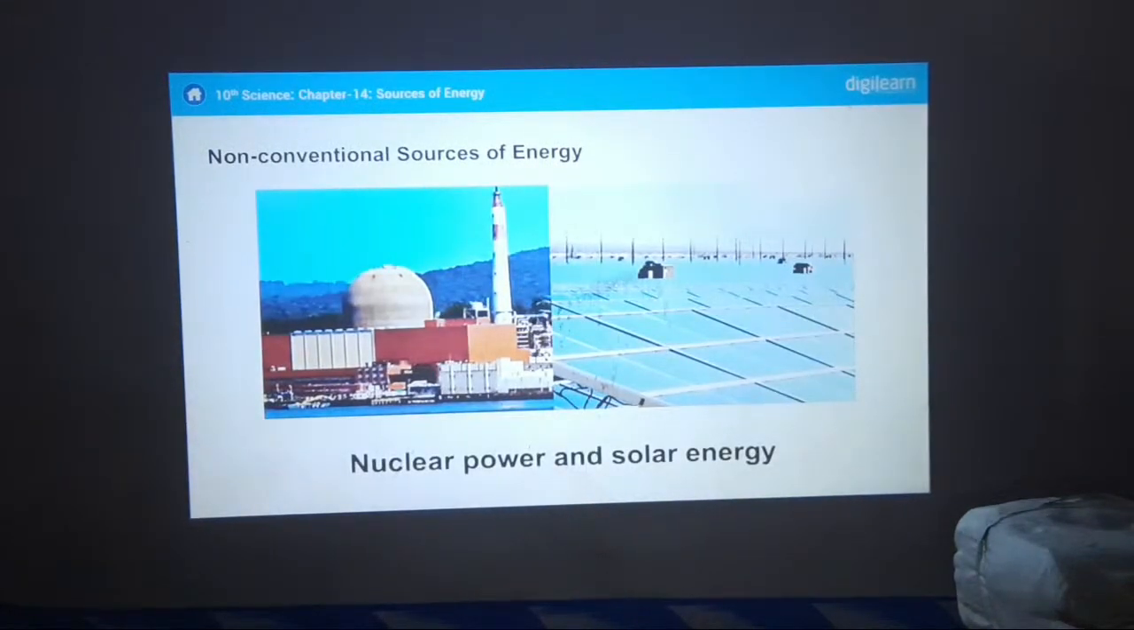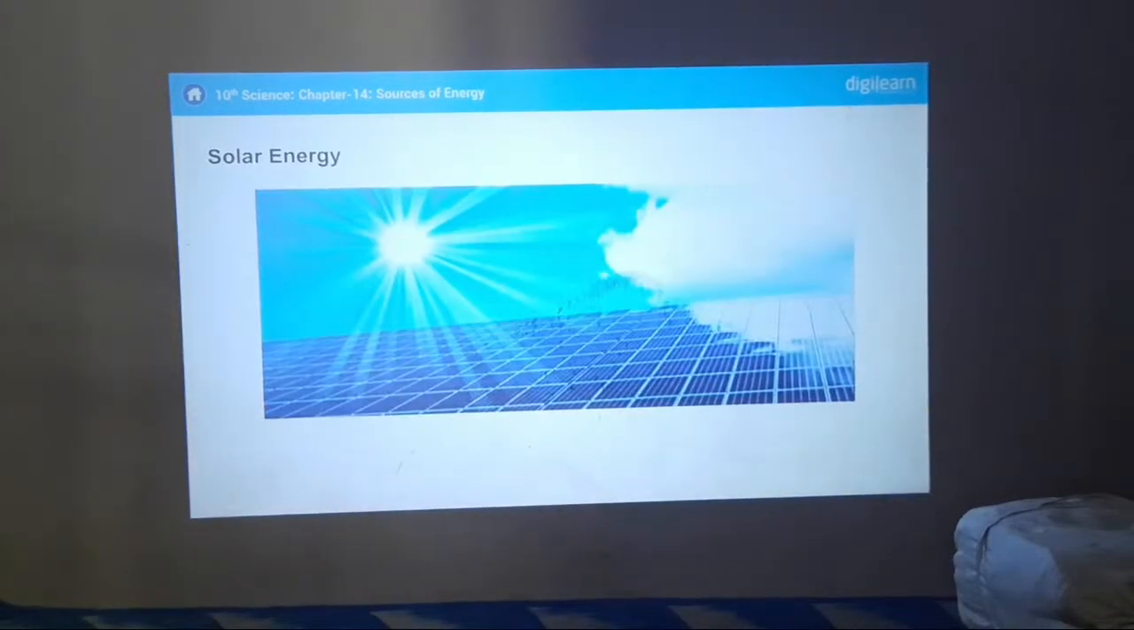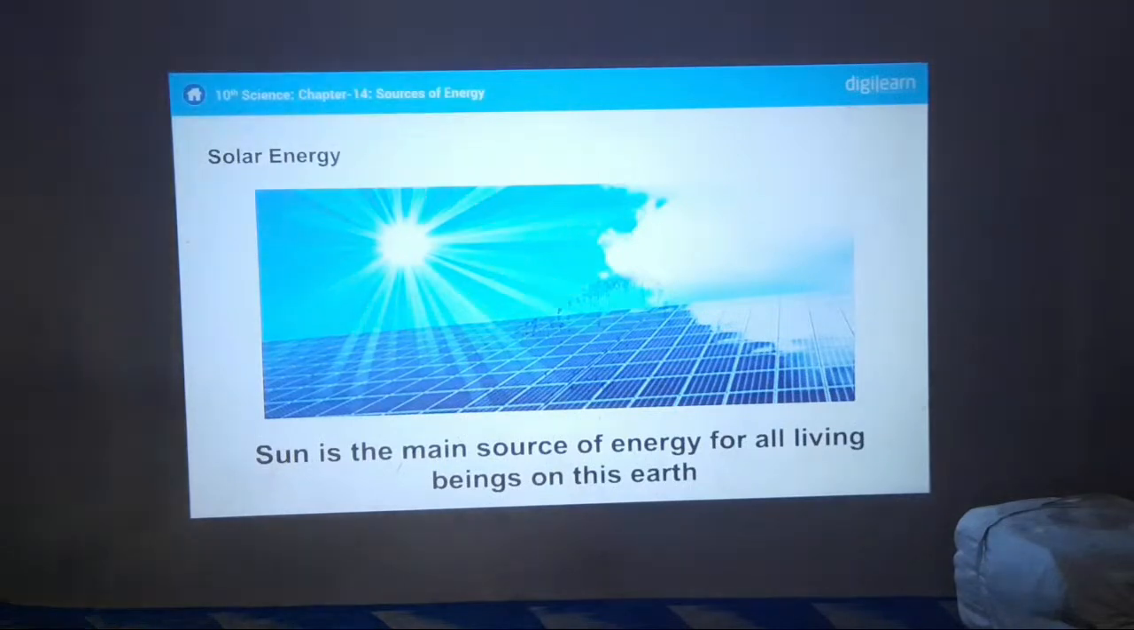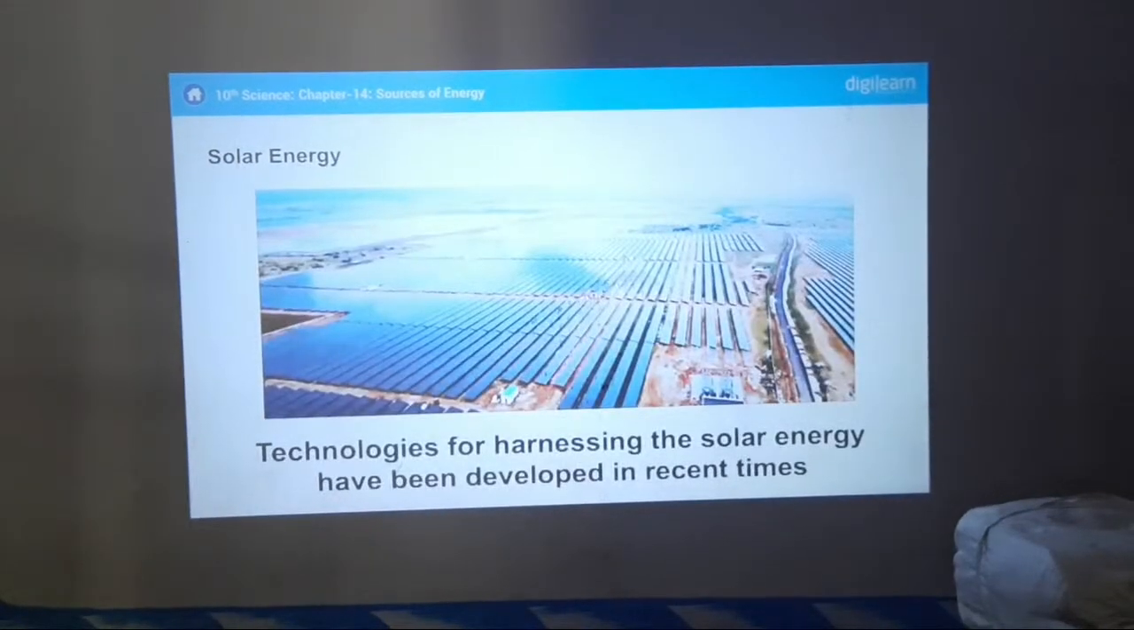Non-conventional sources of energy. Energy sources which are relatively new are called non-conventional sources of energy. Example, nuclear power and solar energy. Solar energy. The sun is the main source of energy for all living beings on this earth. Even the energy in the fossil fuels has come from the sun. The sun has an endless reservoir of energy which will be available as long as the solar system is in existence. Technologies for harnessing the solar energy have been developed in recent times.